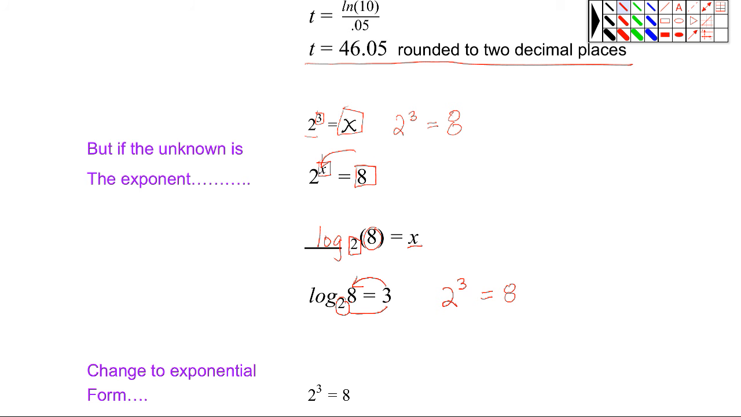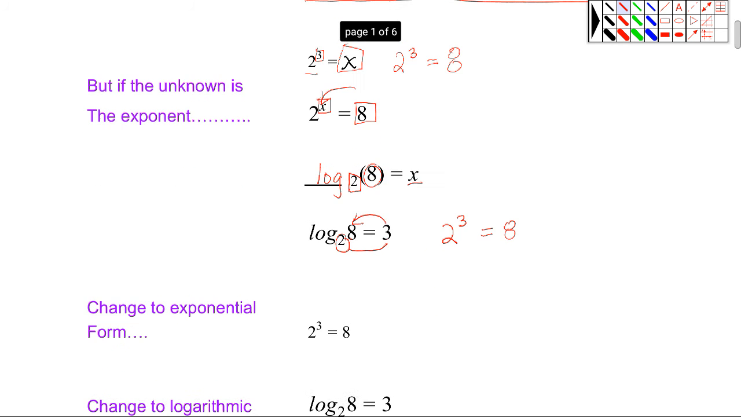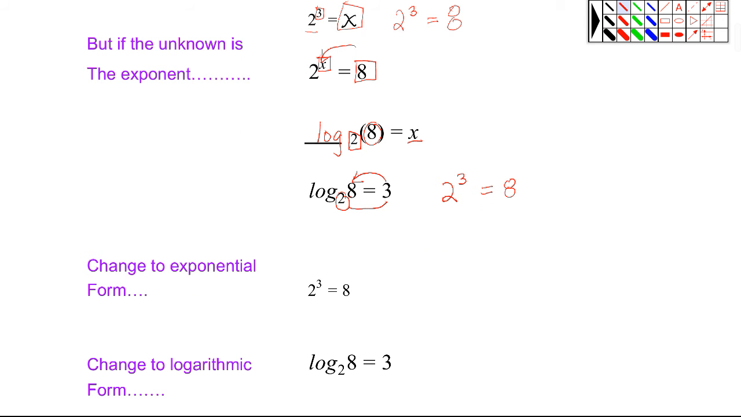The answer is 3. So let's go back and forth with this one to see the correspondence between the log function and the exponential function. Again, 2 raised to 3 is equal to 8 means the same thing as log base 2 of 8 is equal to 3. So here it is written in exponential form. This is exactly the same thing written in log form.